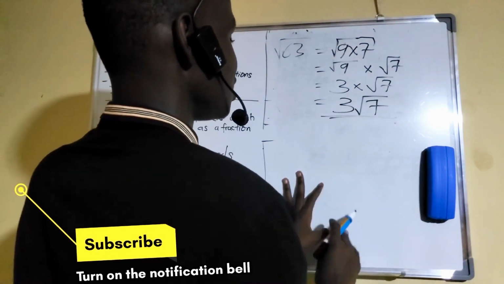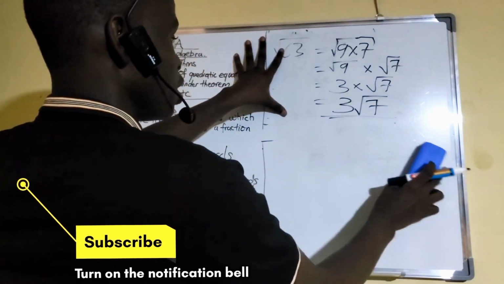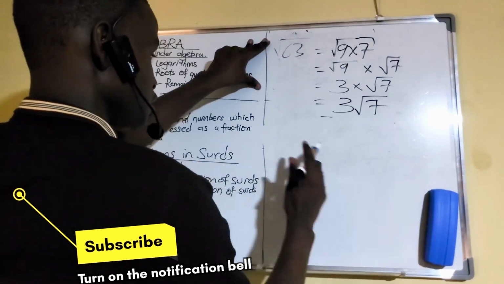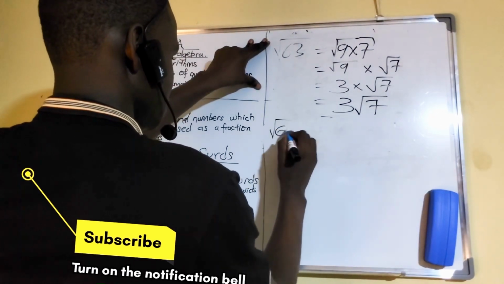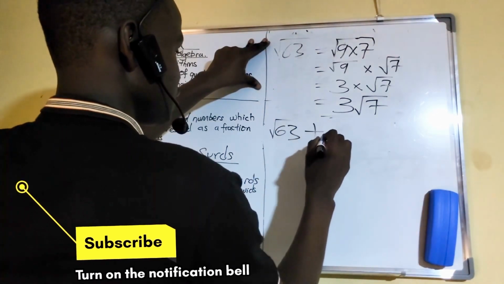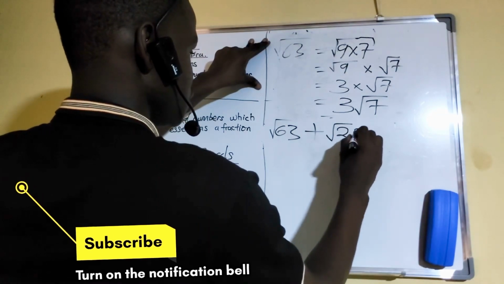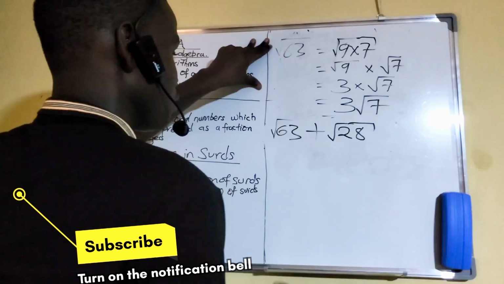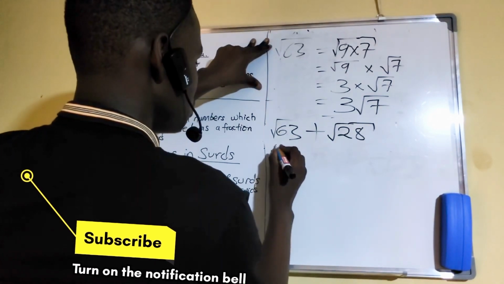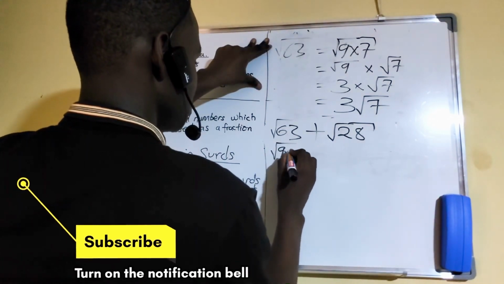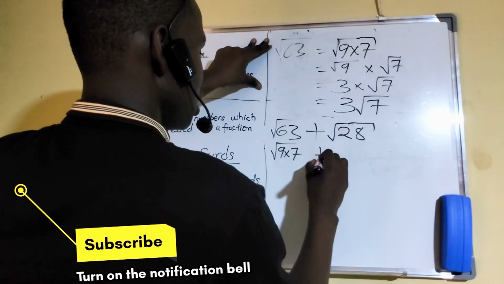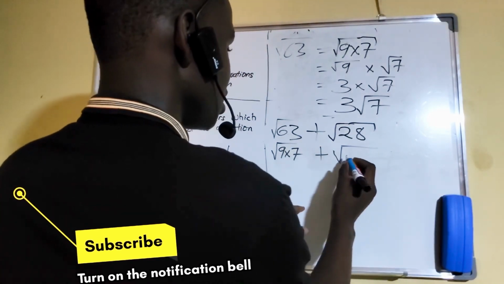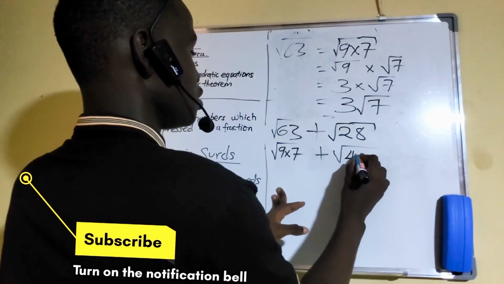Now this is simplifying. We can still talk about maybe if we are given a number like root of 63, maybe plus root of 28. Okay, we've said this is simply root of 9 times 7, then plus this plus root of, now 28 can be expressed as 4 times 7.